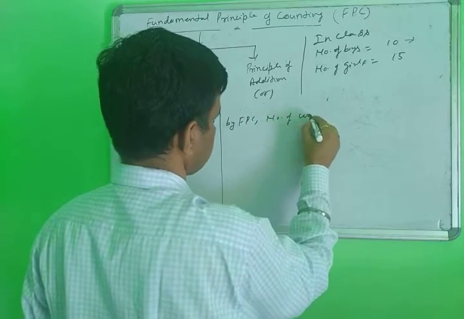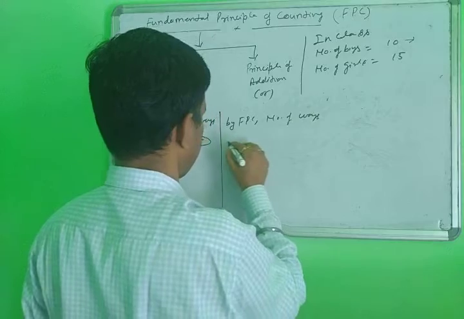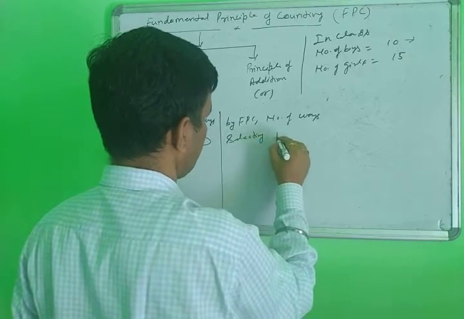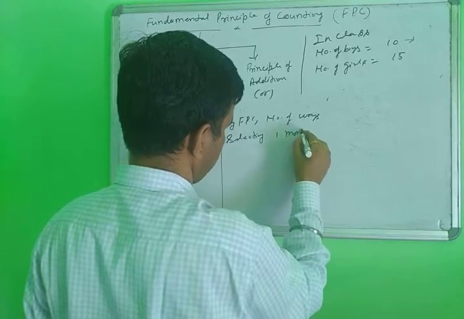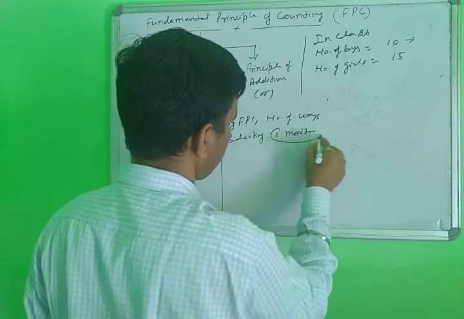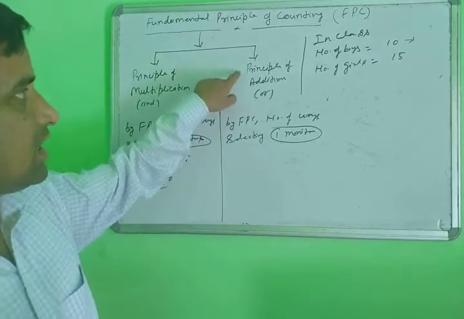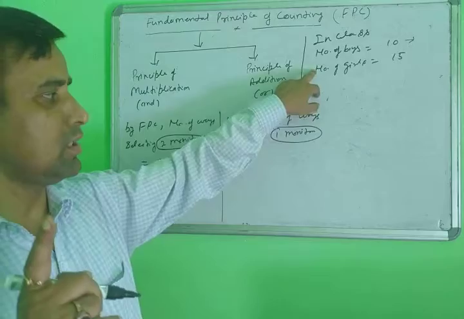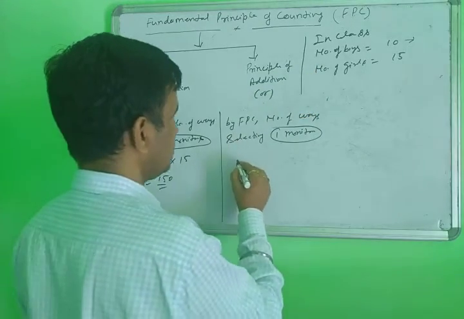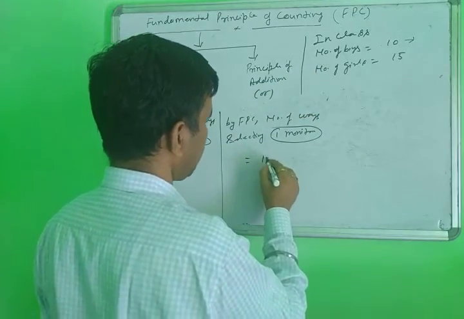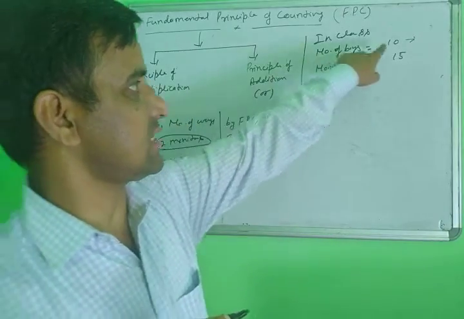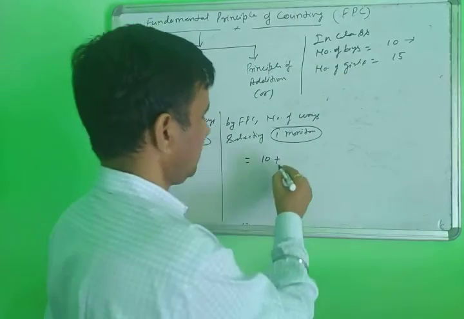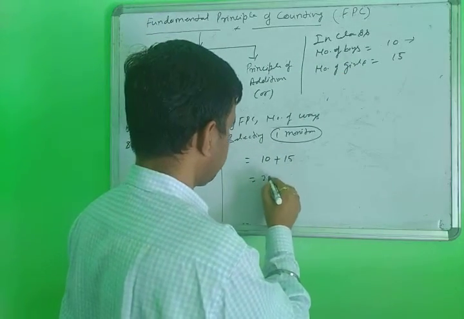Number of ways of selecting one monitor, only one monitor. Here girls and boys are selected independently, and only one monitor is selected. This equals the number of ways of selecting a boy, which is 10, plus the number of ways of selecting a girl, which is 15. Then 10 plus 15 is 25 ways.